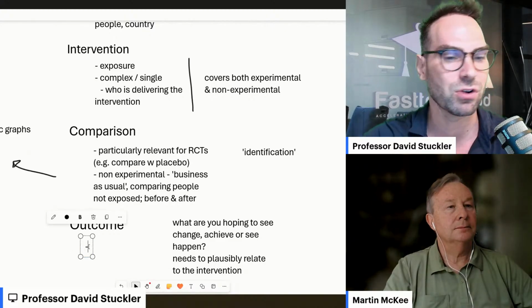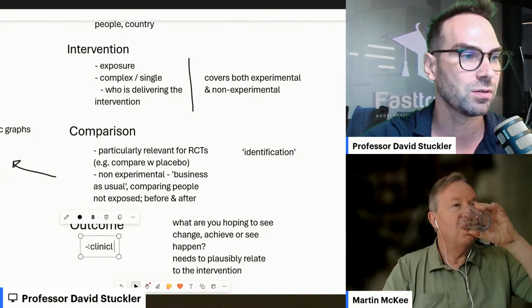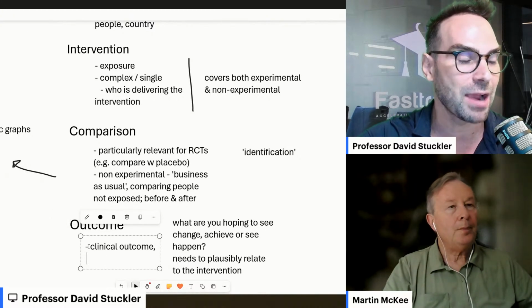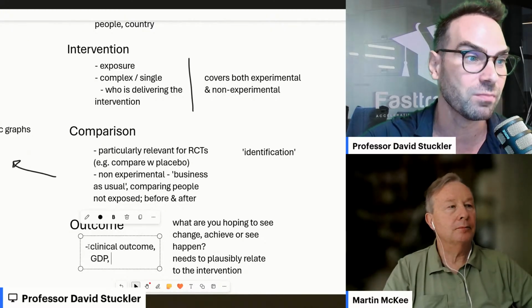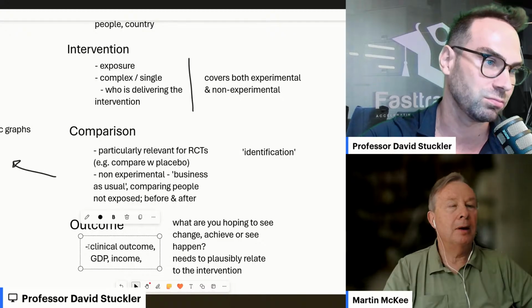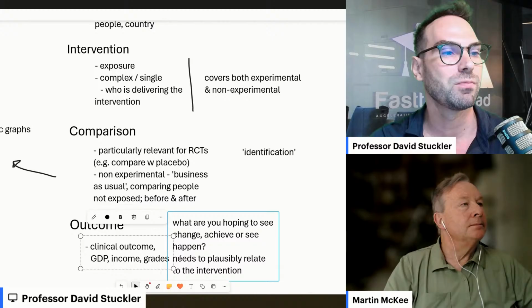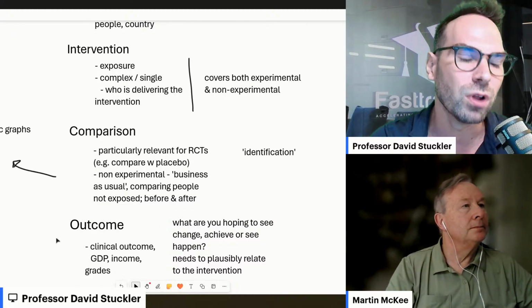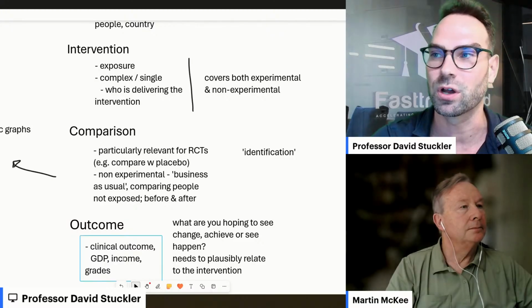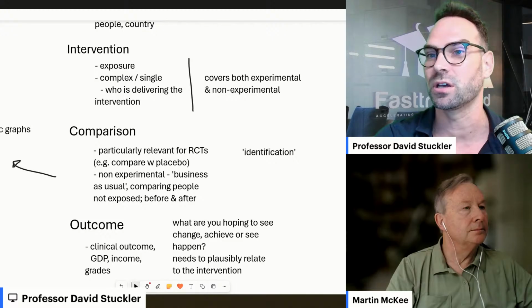But yeah, this outcome can often be a clinical outcome. It could be things at a macro level. It could be things like GDP. Could be things like income. Could be grades if you're looking at student performance. Almost all of your PICOs will need to have an outcome attached to it. It could have a set of outcomes, but typically that's what you want to see.